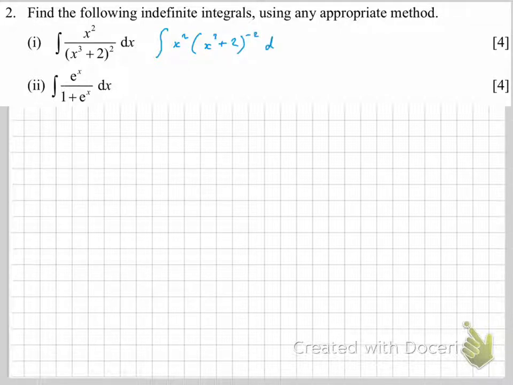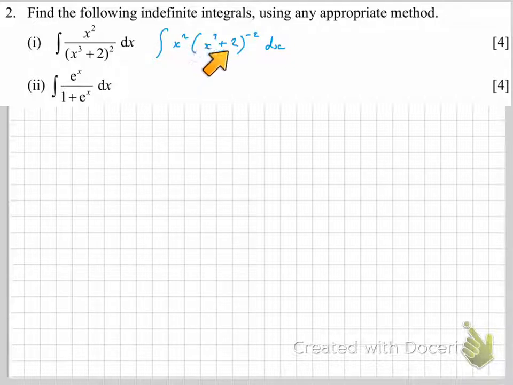You might want to write it like this. Some people like to do this, some people don't. If you do write it like that, it does actually show you quite clearly that we have a function of a function, i.e. here's a function in this bracket, and there's a function of that, because it's being raised to the power minus 2. And that's all being multiplied by a multiple of the derivative of the inside function.